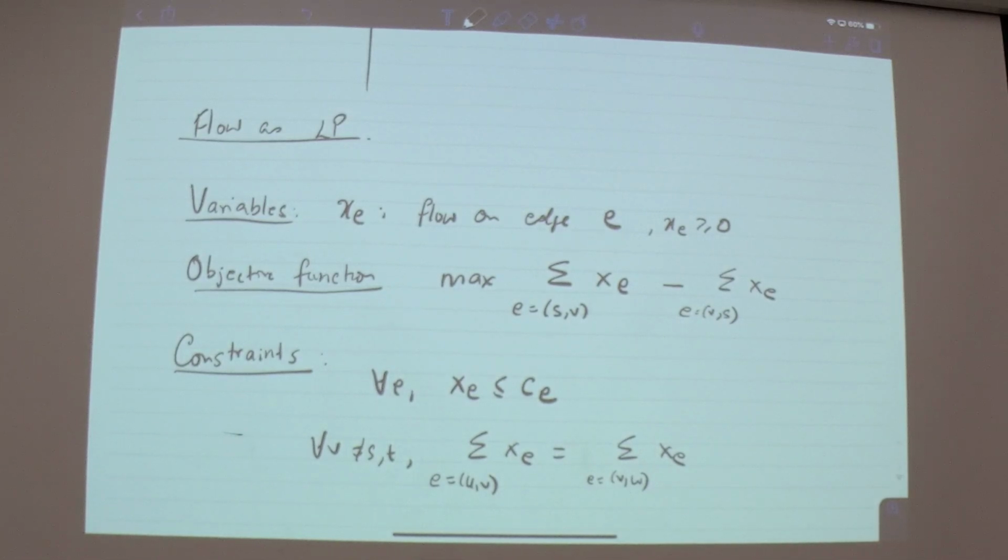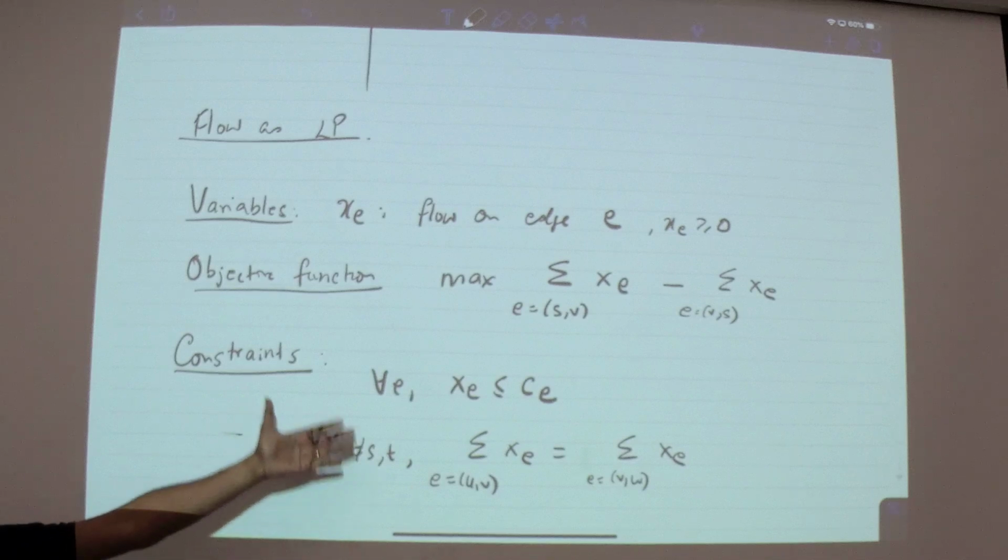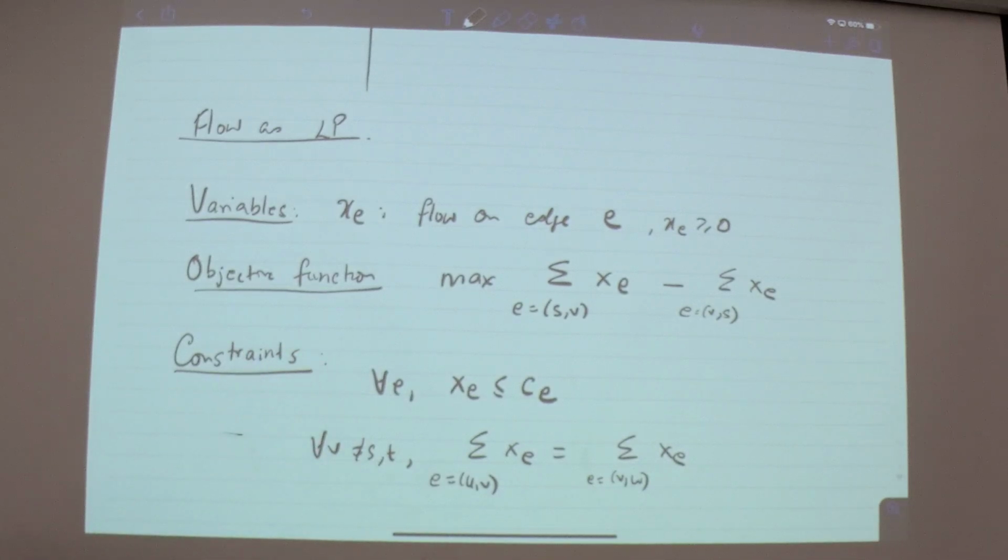So you can write this, because it's a linear function, in an appropriate c transpose x form, and you can write this in a matrix form. It takes some work, but it's not too hard. If you think of a matrix as vertices down here, edges up there, it's kind of easy to write this out. And that's it. So we now have a flow. And we can solve this because we can solve linear programming.